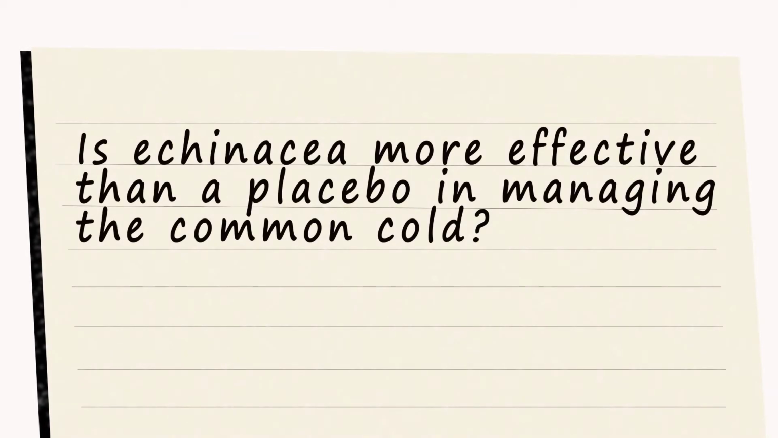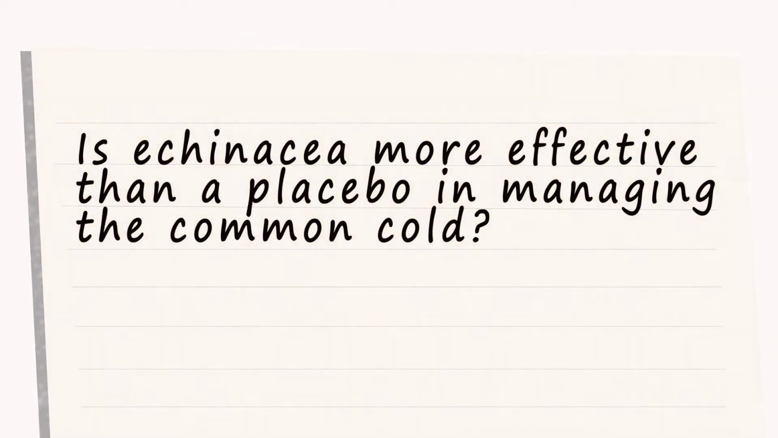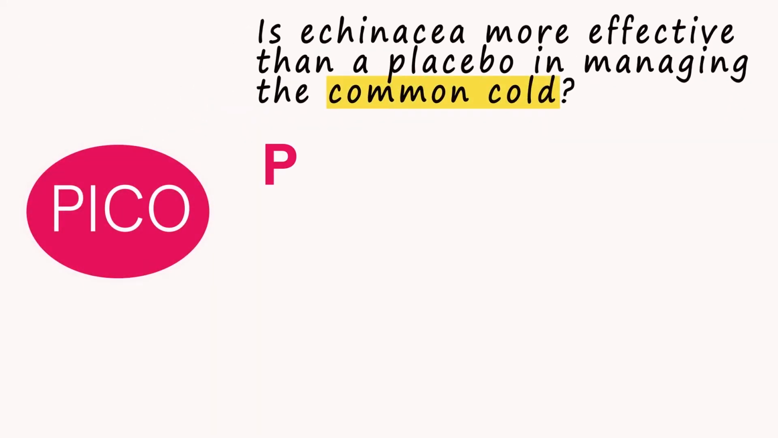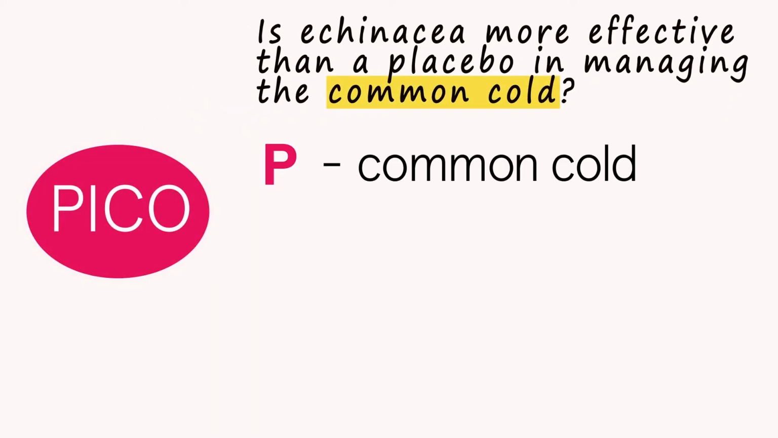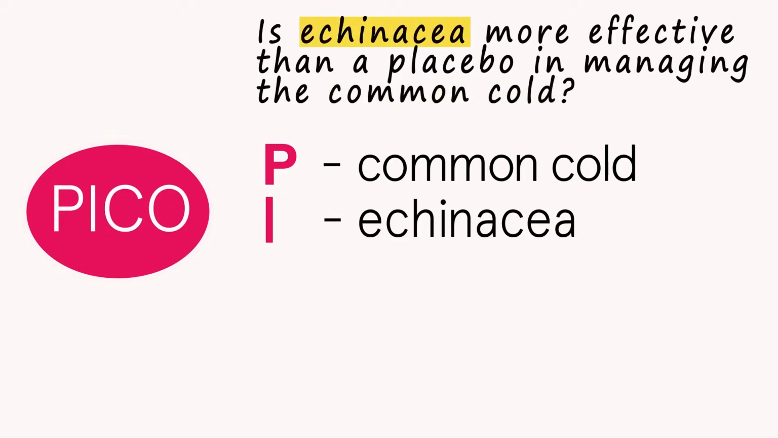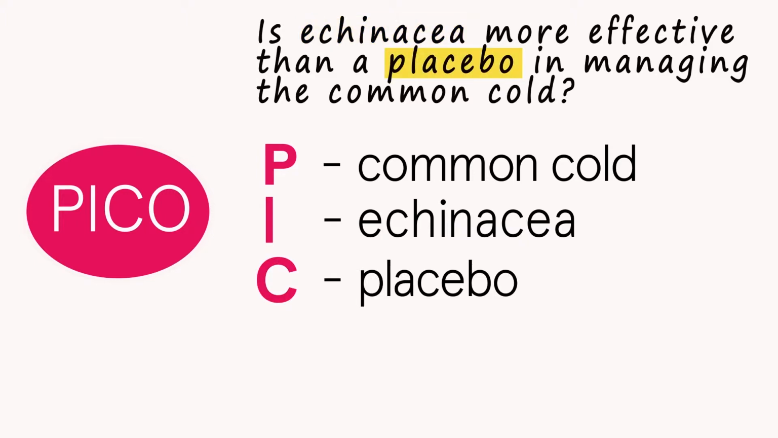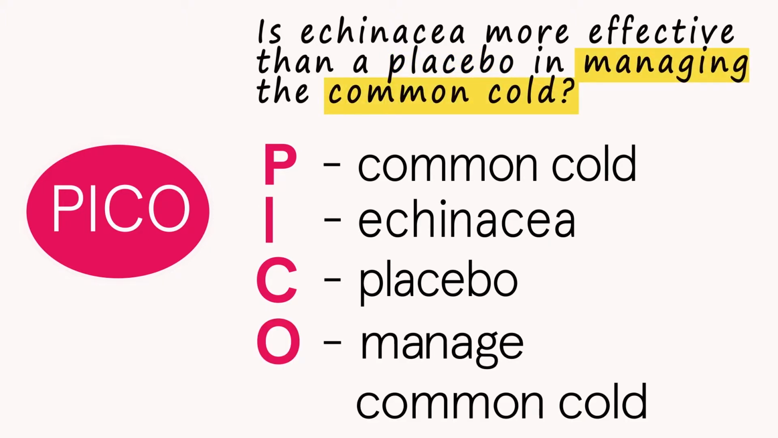We can use PICO to break up the question, is echinacea more effective than a placebo in managing the common cold, into 4 concepts. The population or problem is common cold, because it is the patient's condition. Echinacea is the intervention, because it is how we want to treat the patient. We are comparing this treatment to a placebo, which acts as our comparison. The treatment will manage the common cold, which is the outcome.